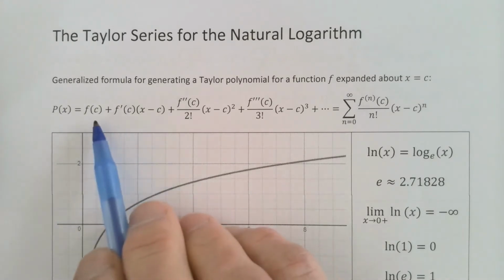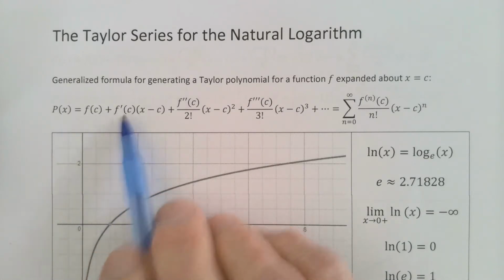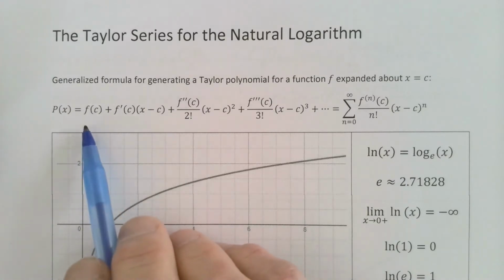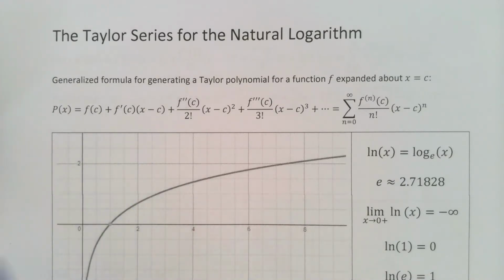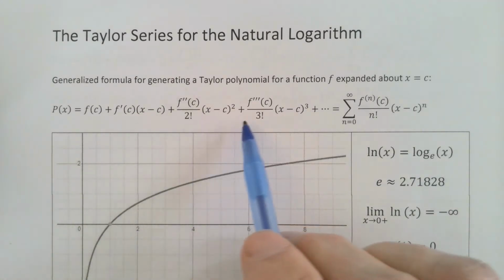So everywhere you see the letter C, we will substitute a 1 in here. So we'll have f of 1, f prime of 1, f double prime of 1, etc. And then each one of these binomials will look like x minus 1.